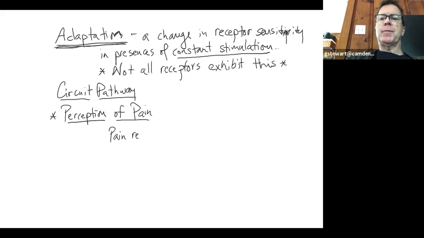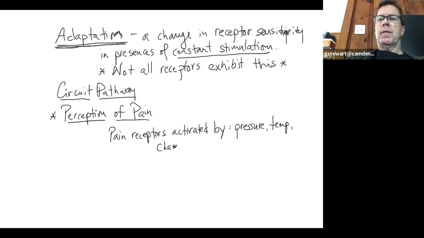Pain receptors, and there are different kinds, are activated by different types of stimuli. I'm going to list a few of them: things like pressure, temperature, from our hot stove example, and chemicals. I'm going to put a star next to this one: chemicals released by tissue damage.